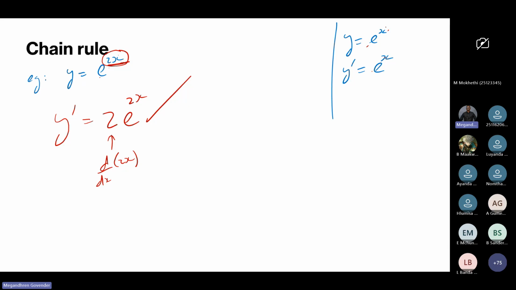Now, when you're watching the video, you would understand. So similarly, let's say another example, y equals sine of 3x. Now, the inner function is 3x. So what's the derivative of this function, anyone? What's the derivative of 3x?